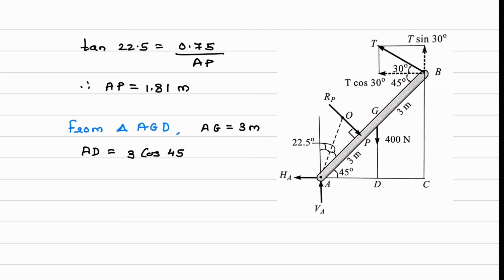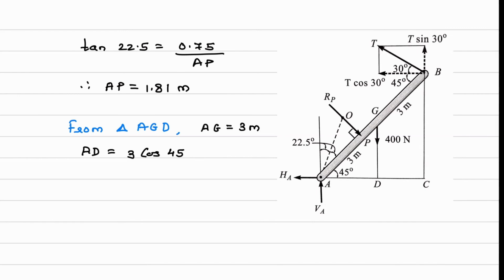Now we will consider triangle ABC. This tension we have resolved into two components, T sin 30 and T cos 30. If you want to take the moment of this vertical force, we have to consider distance AC, so we need to calculate distance AC. Then when we are taking the moment of this force, we have to consider vertical distance, so we have to calculate distance BC.